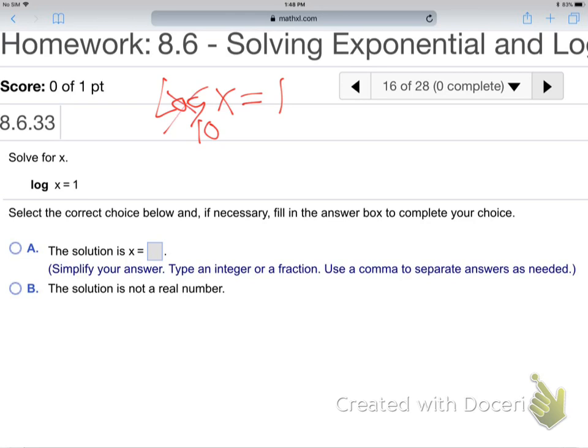Okay, now do the regular. Lose the log, base stays the base, other two switch. So the base stays the base. These guys switch. Set of 10 to the x is 10 to the 1. X goes here. 10 to the 1. That's just 10. Done. X is 10.